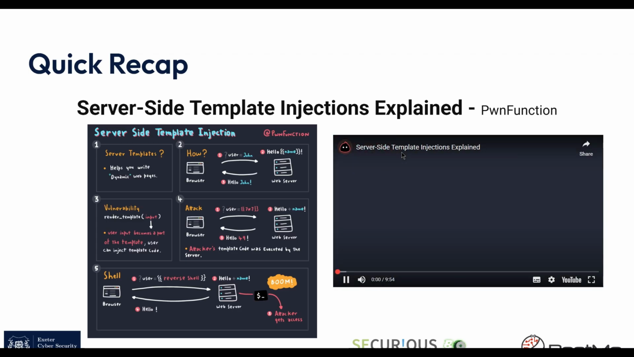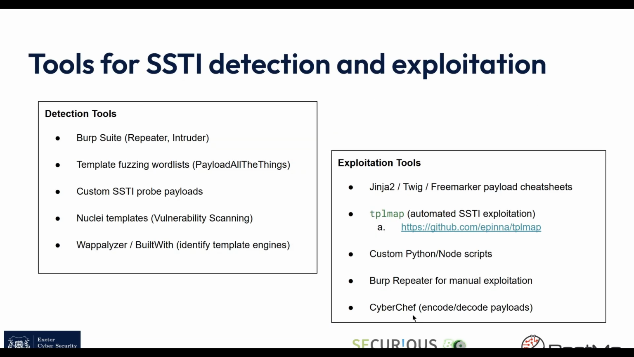The last thing I wanted to add before I let you guys go were tools for SSTI detection and exploitation. So, usual tools: Burp Suite, template fuzzing wordlists. There's a repo on GitHub called PayloadsAllTheThings. You will find everything that you want, really everything that you want, because PayloadsAllTheThings is the greatest thing on earth.